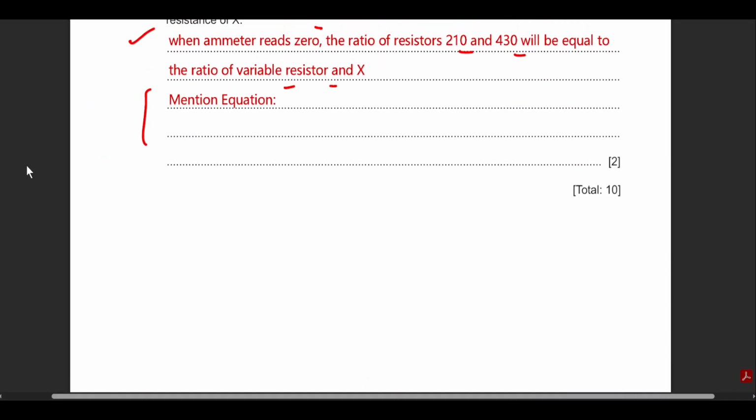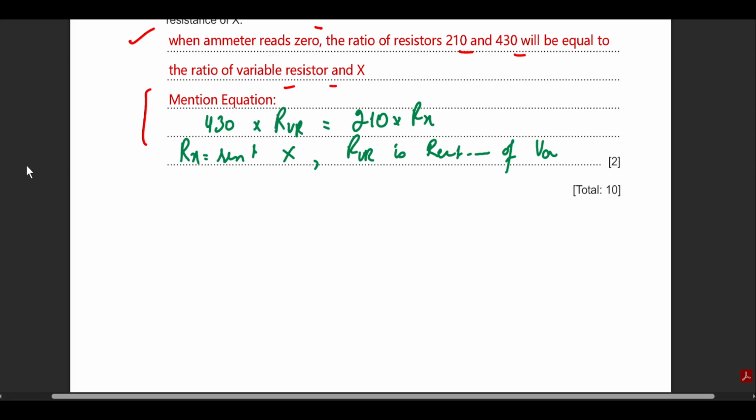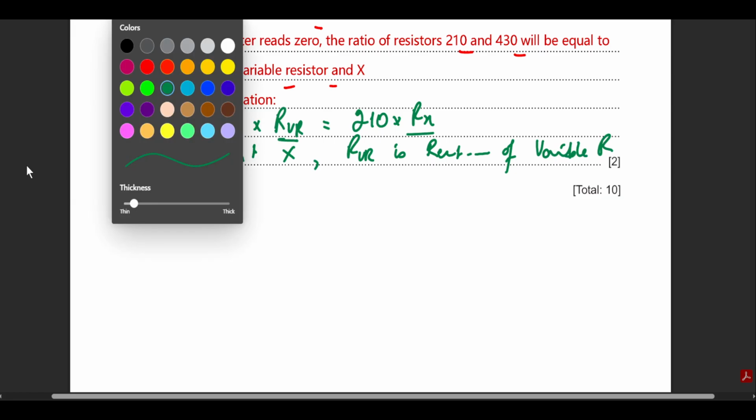If you write down, for example, 430 multiplied by resistance VR equals 210 multiplied by Rx, then please explain that Rx is the resistance of, let's say, the component X, and RVR is the resistance of the variable resistor. Don't use variables without mentioning what they are.